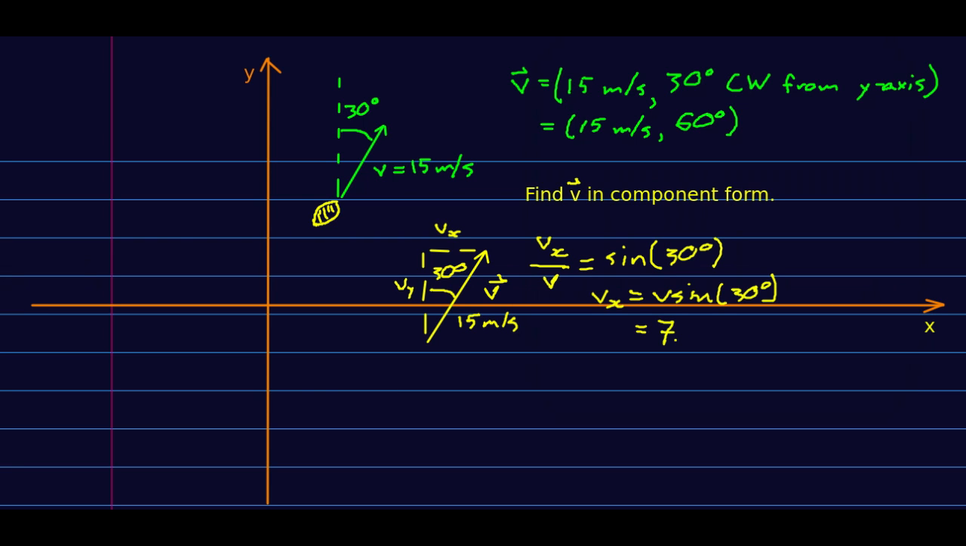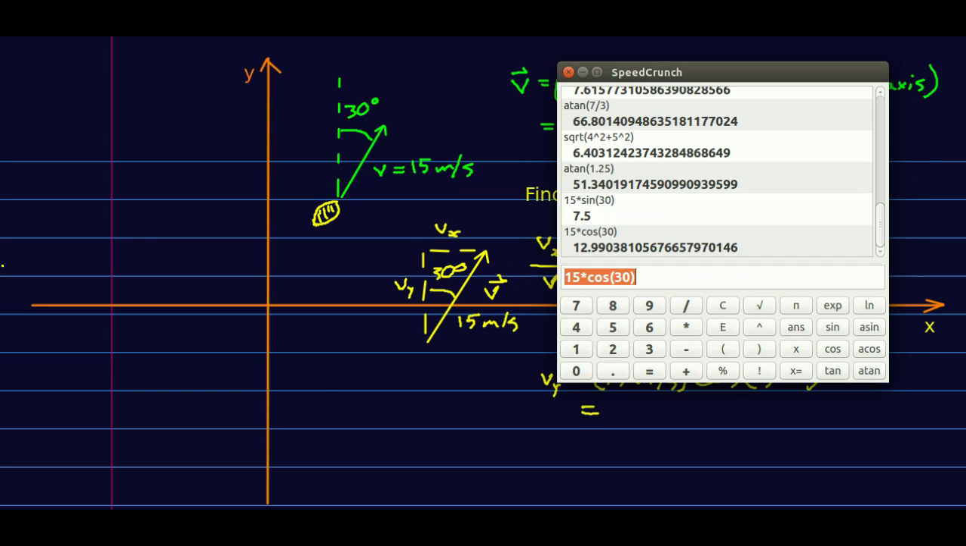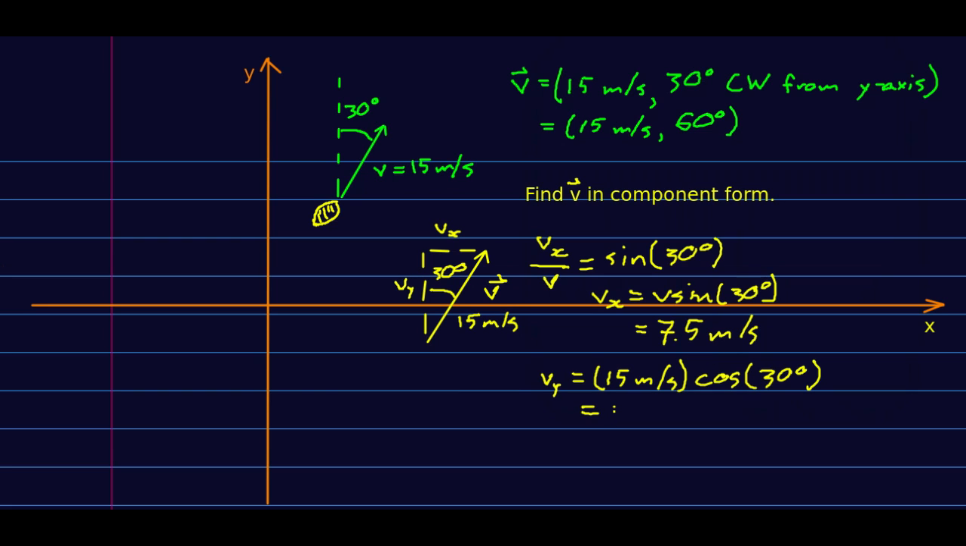And similarly, you can see that Vy must be V times cosine of 30 degrees. More or less 13. Okay, and there. So to go from magnitude direction to component form, just draw the triangle and do the trig.